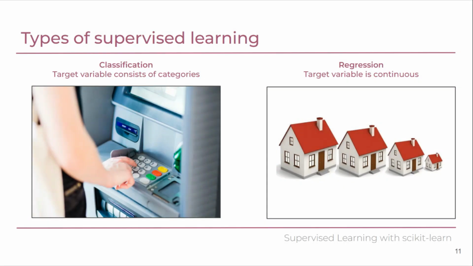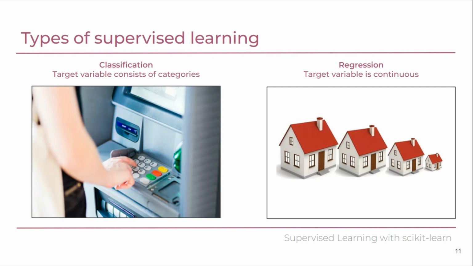There are 2 types of supervised learning. Classification is used to predict the label, or category, of an observation. For example, we can predict whether a bank transaction is fraudulent or not. As there are 2 outcomes here, a fraudulent transaction, or non-fraudulent transaction, this is known as binary classification.